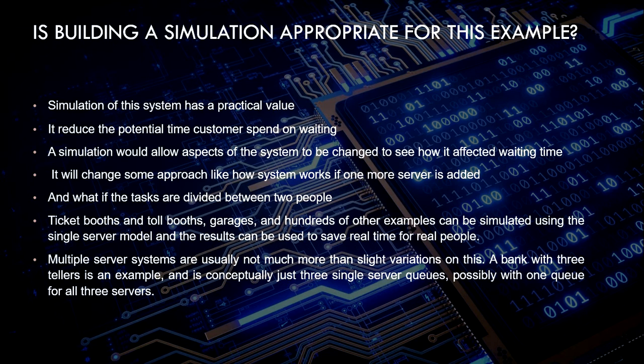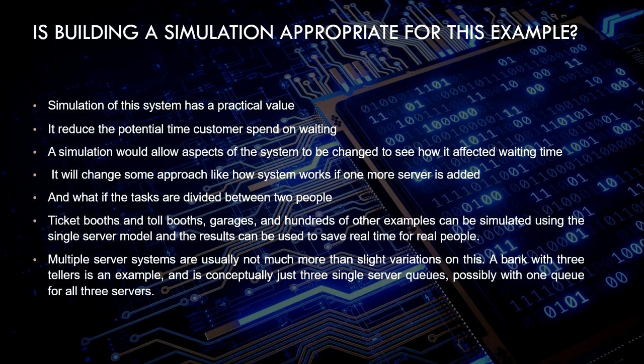It will change some approaches, like how the system works if no more servers are added or one more server is added. And what if the tasks are divided between two people? Suppose during check-in, two people are associated with one task. Like one is checking and generating your boarding pass, and another is taking your bags and putting them on the conveyor belt. This way it will be easy, because waiting will be so much more effective when two people are handling one task.